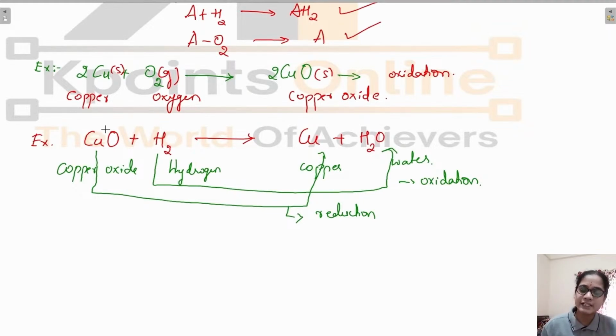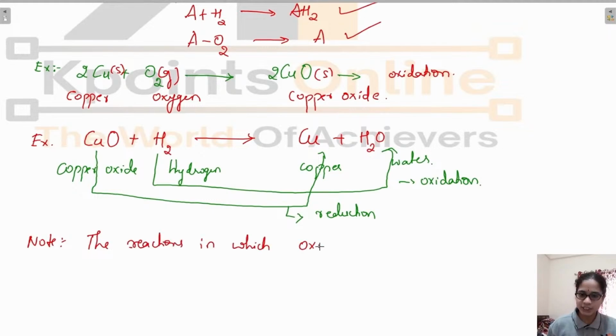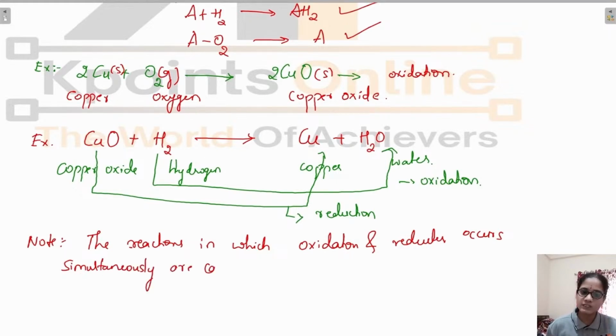Here hydrogen is reducing copper oxide, that is, hydrogen is called the reducing agent, and copper oxide is oxidizing hydrogen, so it is called the oxidizing agent. Okay, it is simple. If it oxidizes, then it is called an oxidizing agent. If it reduces, it is called a reducing agent. The reactions in which oxidation and reduction occur simultaneously, in a single reaction itself, are called redox reactions.